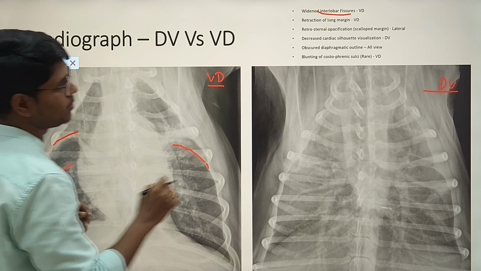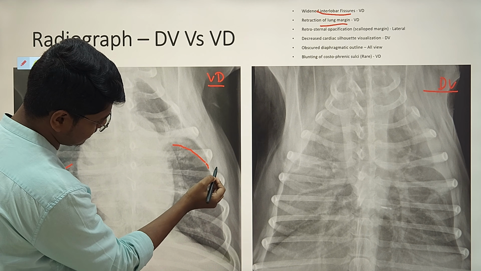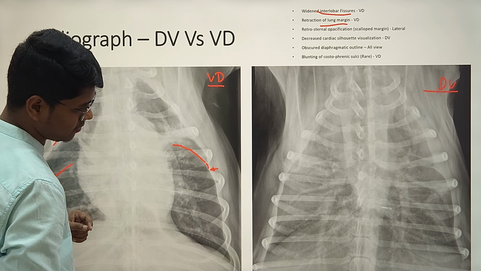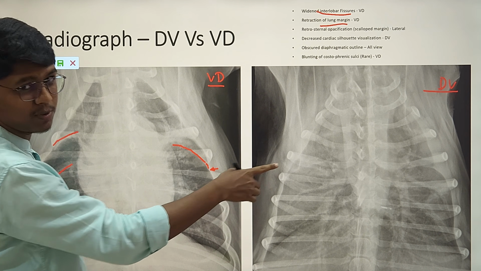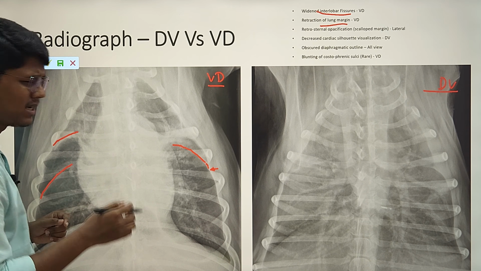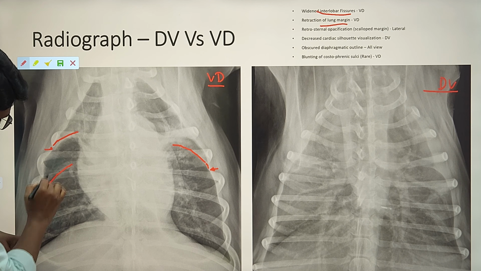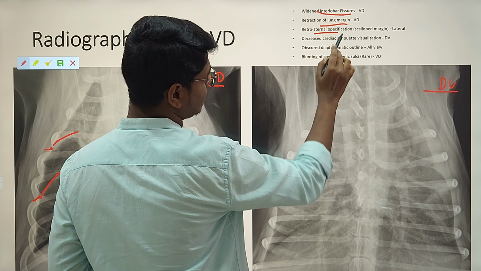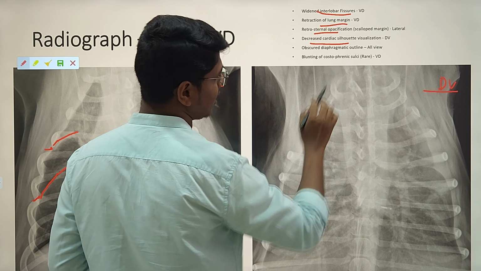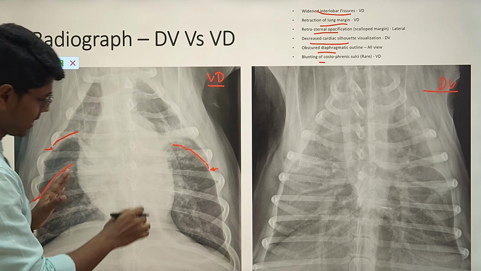Okay, VD view. Retraction of lung margin, you can see at the level of the fissure that it is retracted from the margin. There are some small signs in the DV view, you will see a slightly better view, but they are usually visible in VD. Okay, at the level of fissures, you can see there is some retraction. Retrosternal opacification, this is the lateral view. Decreased cardiac silhouette in DV, you will see that. Okay, so these are basically the signs.